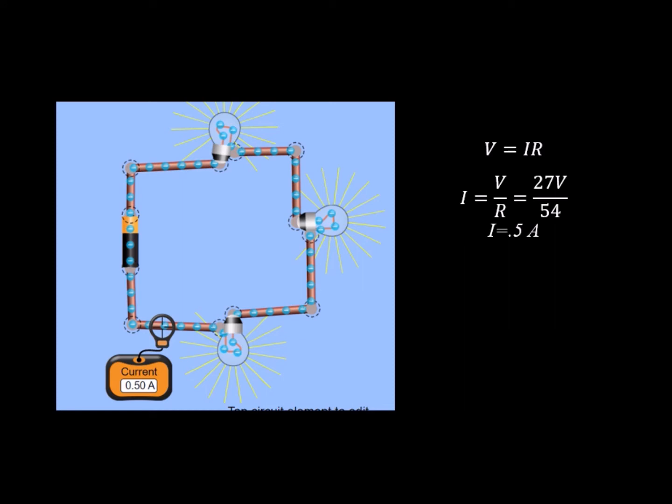Now we're going to use another tool called the ammeter in order to find the current of the series circuit. Here the picture is telling us that the current is 0.50 amps. But how can we prove it? Well, we can prove it with Ohm's law. We solve for current, which gives us voltage divided by resistance. This time we're going to use the voltage of the circuit, which is 27, and the equivalent resistance, which we find by adding the 3 resistances of the light bulbs, and it's 54. The answer is 0.5 amps, the same as the one that the picture is telling us.